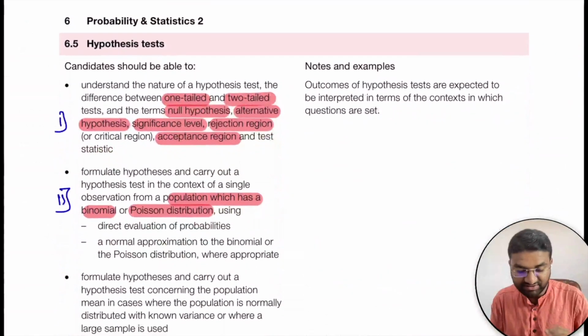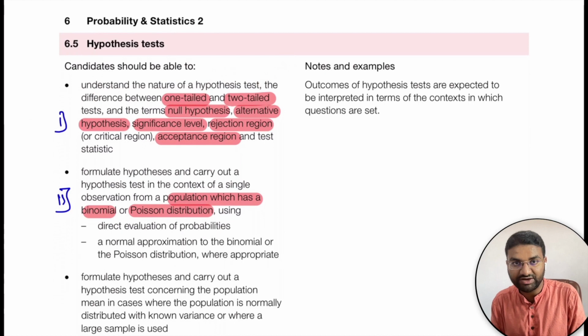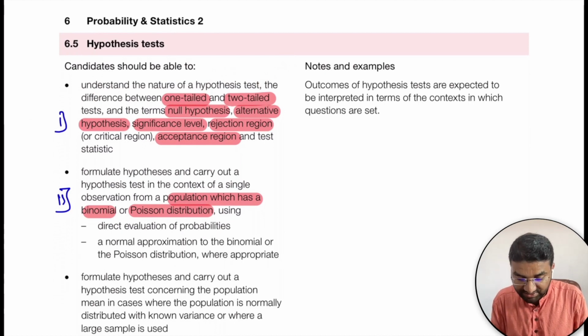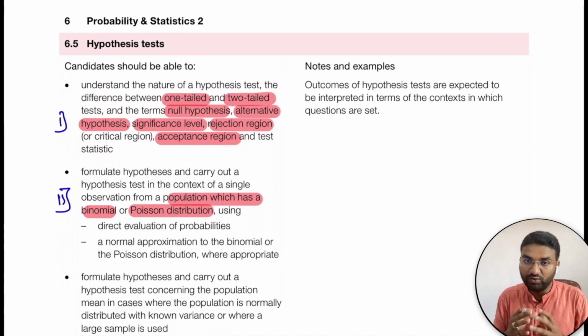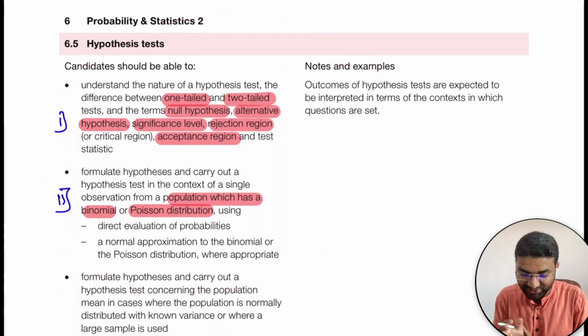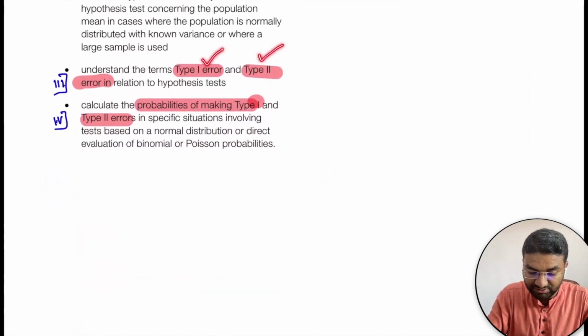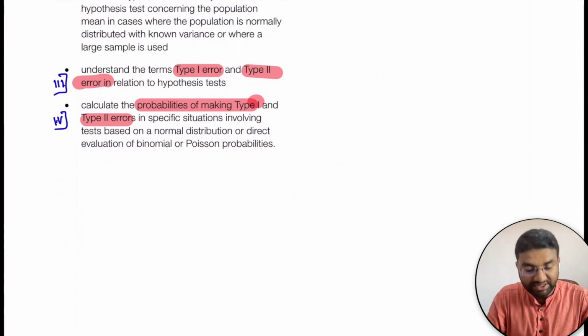Then lastly hypothesis testing. It's one of the interesting concepts of S2. Hypothesis testing: one tail test, two tail test, null hypothesis, alternative hypothesis, significance level, rejection level or rejection region. Then the population which has a binomial or Poisson's distribution. We have to use all concepts here in hypothesis testing to solve any question. That's again an interesting part. Then you have type 1 error, type 2 error, and probabilities of making type 1 and type 2 errors. We will understand these concepts once we start discussing the regular concepts.